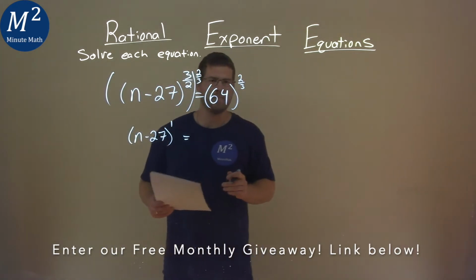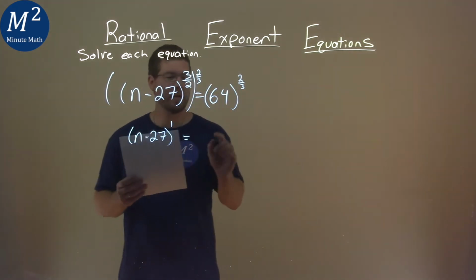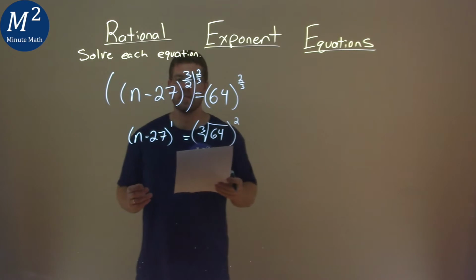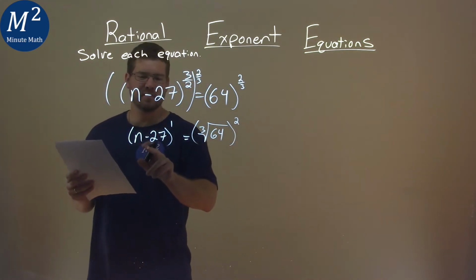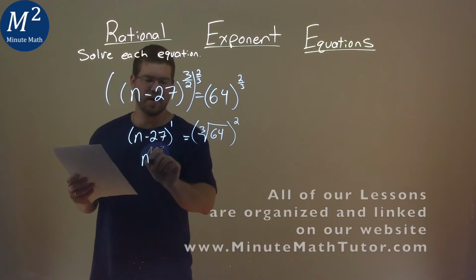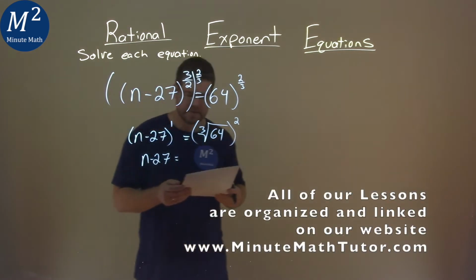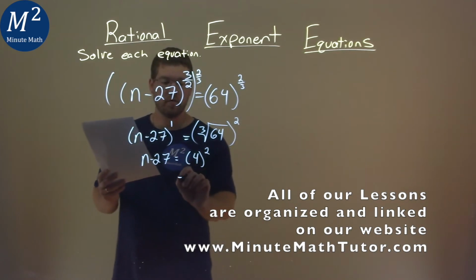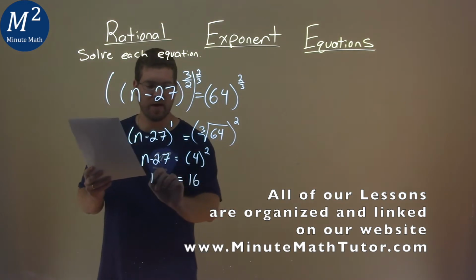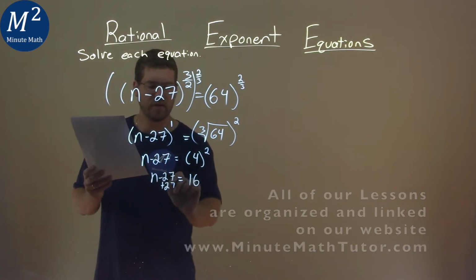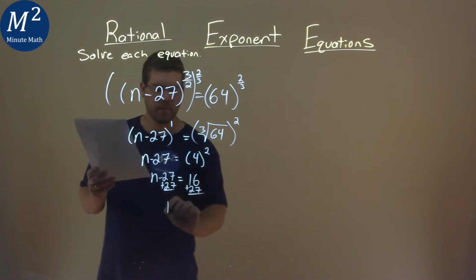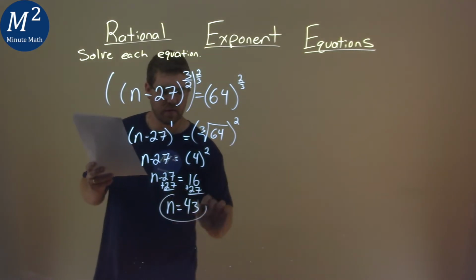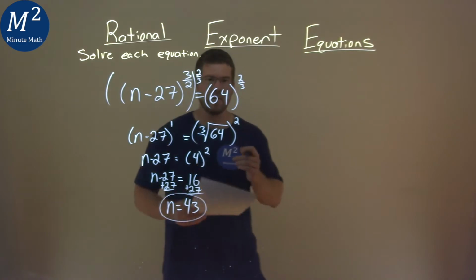Now to the right-hand side. 64 to the 2/3 power is the same thing as the 3rd root of 64, all squared. So now we keep going and simplifying. Well, n minus 27 to the first power is just n minus 27. The right-hand side, though, the 3rd root of 64 is a 4, and we still got to square it. 4 squared is a 16. We have an n minus 27. I added 27 to both sides here, and we have n by itself, and 16 plus 27 is a 43. And so our final answer here is n equals 43.